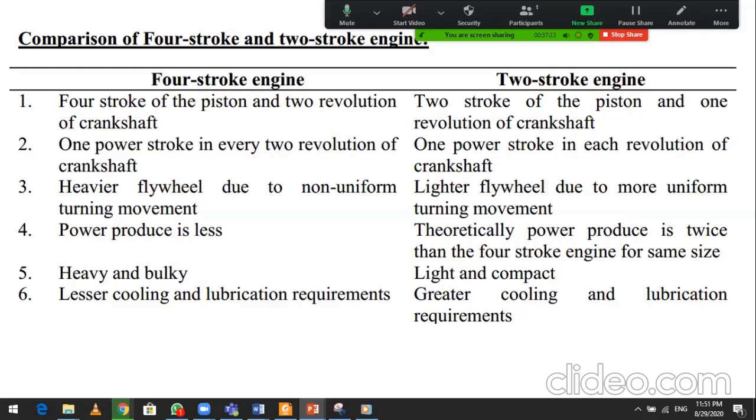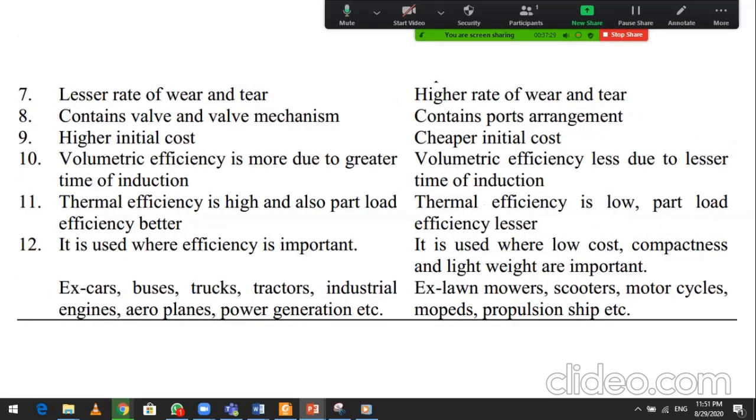Lesser cooling and lubrication required, greater cooling and lubrication requirement here. So we have a few more points. Lesser rate of wear and tear, higher rate of wear and tear. Contains valves and valve mechanisms, contains port arrangement. High initial cost, cheaper initial cost, and volumetric efficiency is more due to greater time of induction.